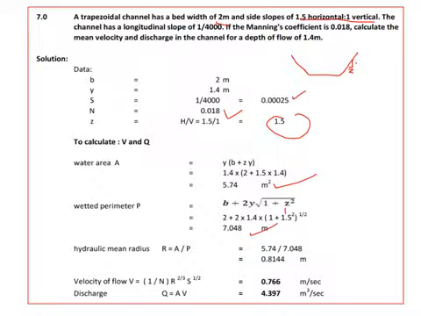Now velocity of flow is given by 1 by n R to the power of 2 by 3 S to the power of half. Knowing n is 0.018, and R is already calculated, substitute the value of R, and then the slope is 0.00025 raised to the power of half. So you get the velocity of flow as 0.766 meter per second. Therefore the discharge can be calculated as area into velocity, which comes to 4.4 meter cube per second. So this is how you calculate. Here you have to be very careful, so that the water area equation and the wetted perimeter equation are carefully taken.